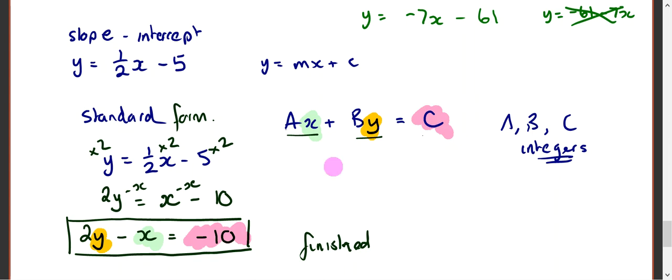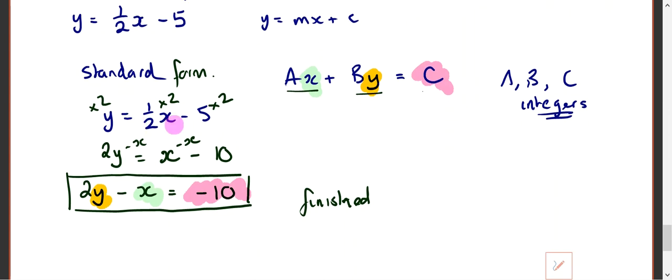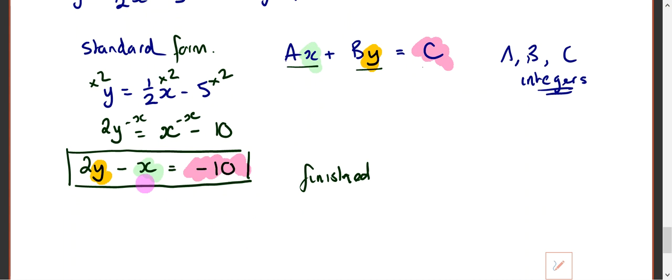Alright, so once we've doubled each one, we ended up with 2 y's, 1x instead of half an x, and minus 10 instead of minus 5. And then we subtracted x, and the only reason I subtracted x was because in standard form you want the x's and y's on one side and then the constant value on its own on the other side. Right, so I just subtracted x, so I've got 2y minus x equals negative 10. And that's us done.